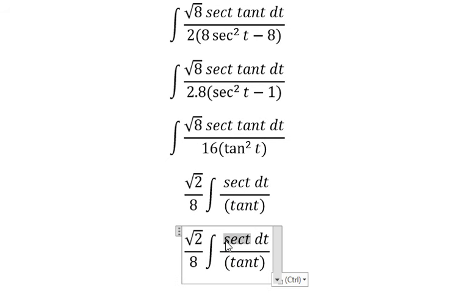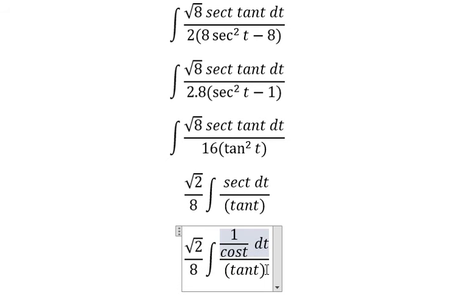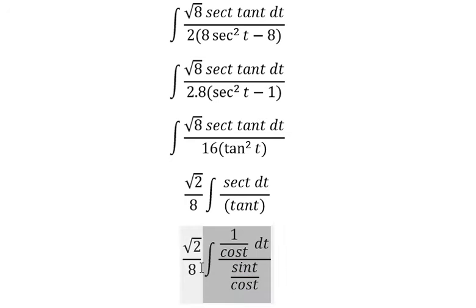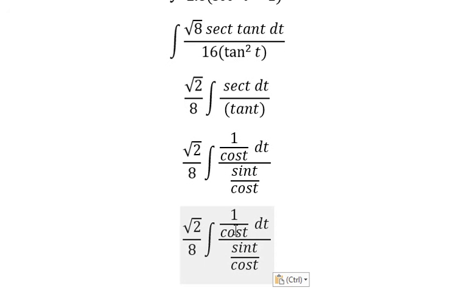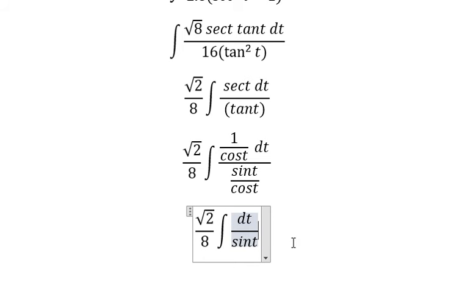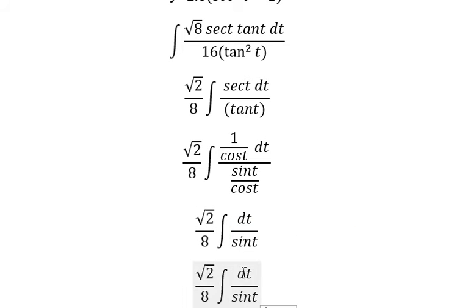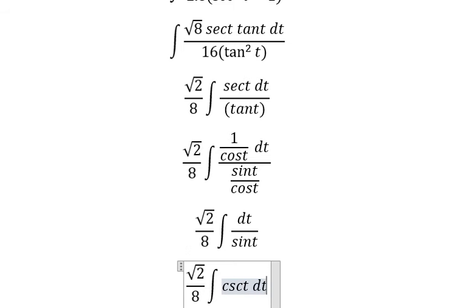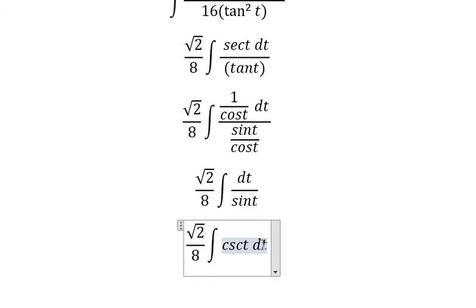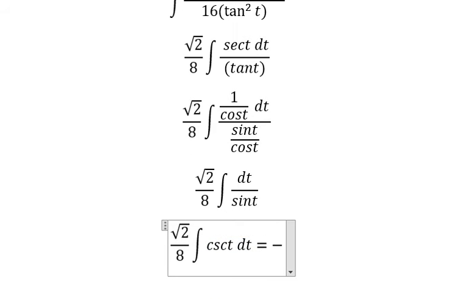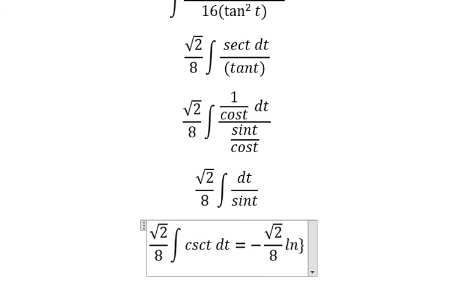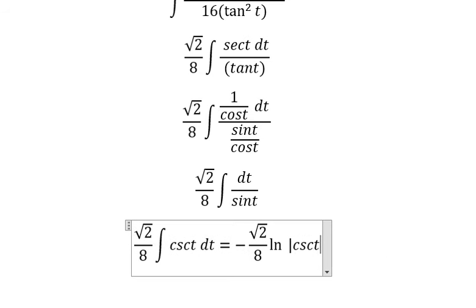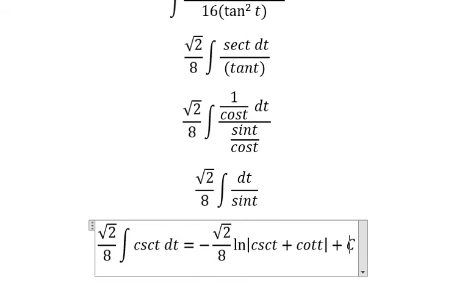Secant of t, we get 1 over cosine t. This one we change for sine t over cosine t. We simplify cosine t, and now you get dt over sine t. And this one you get cosecant of t dt. And now this integration, we get negative the square root of number 2 over a ln of the absolute value of cosecant of t plus cotan t, and we put c.